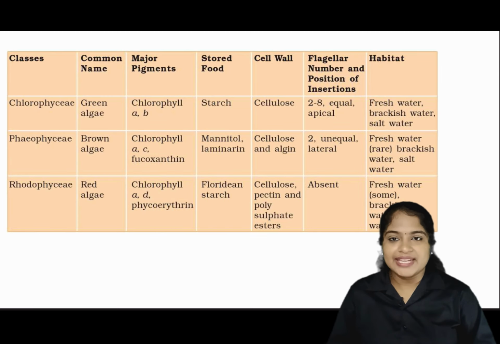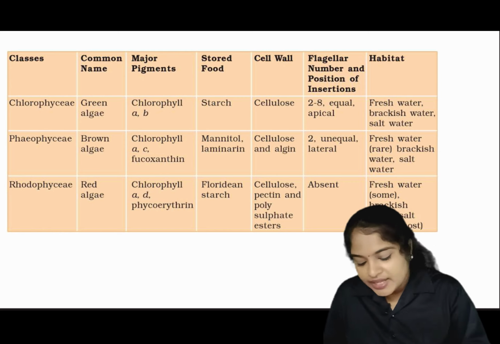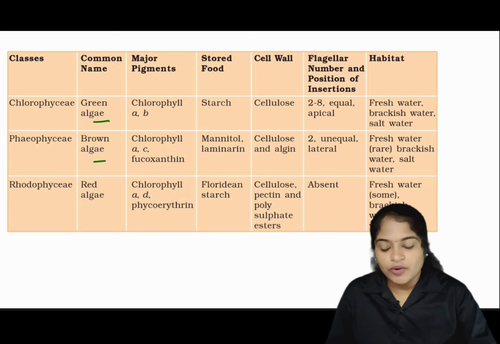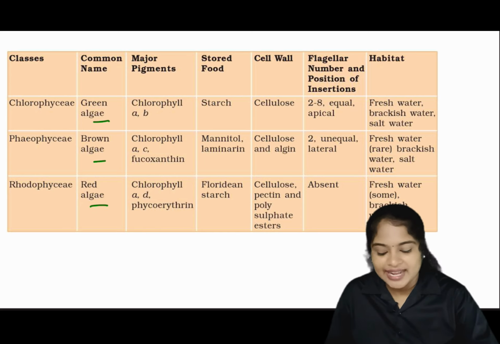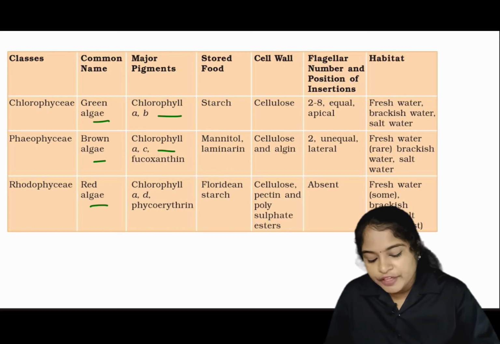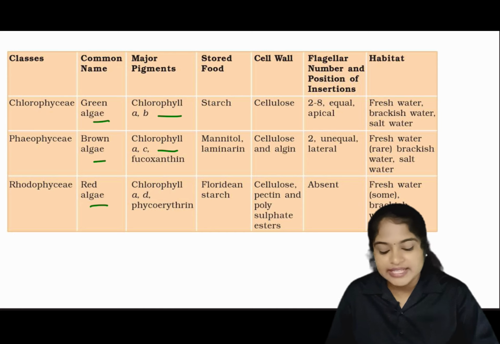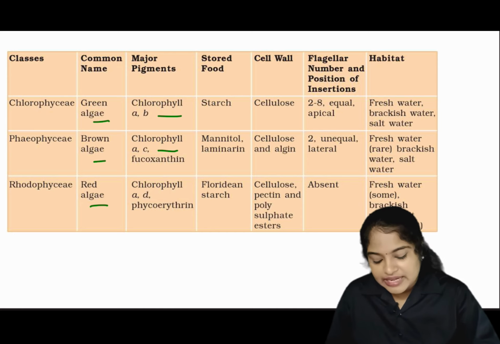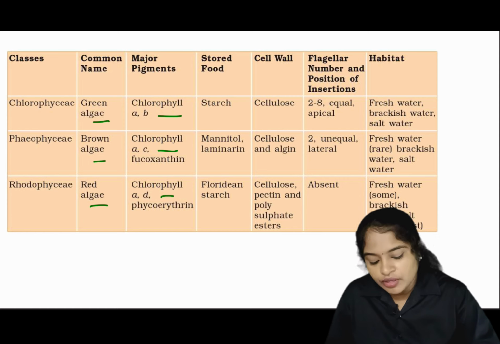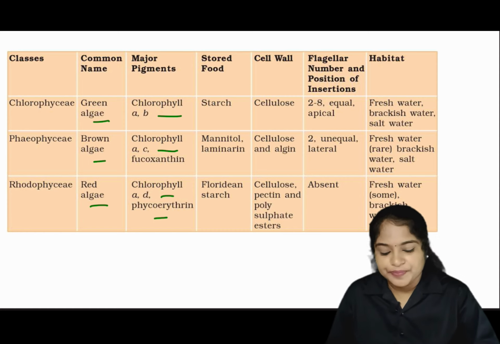Now let us have a comparison between the three types of algae: Chlorophyceae, Phaeophyceae and Rhodophyceae. The common name of Chlorophyceae is green algae, of Phaeophyceae brown algae, and of Rhodophyceae red algae. Coming to the major pigments, Chlorophyceae has chlorophyll A and chlorophyll B. Phaeophyceae has chlorophyll A and chlorophyll C along with fucoxanthin. Rhodophyceae has chlorophyll A and chlorophyll D, and also phycoerythrin is present.